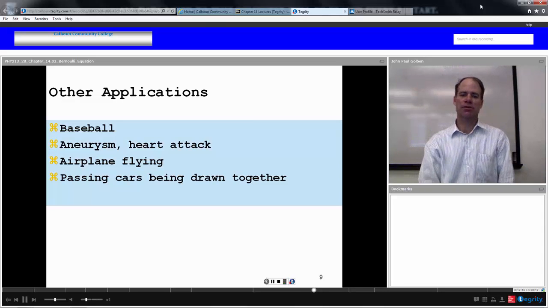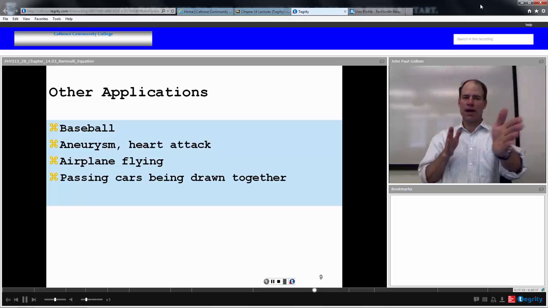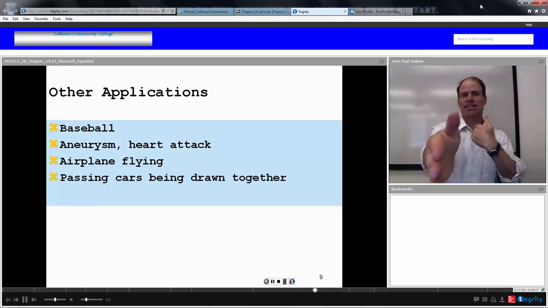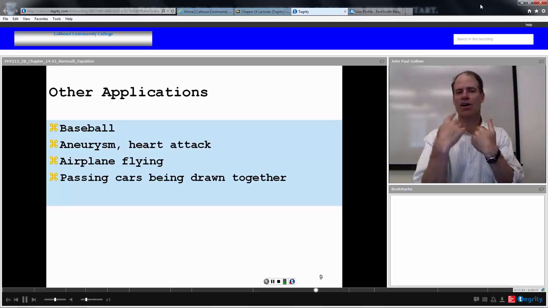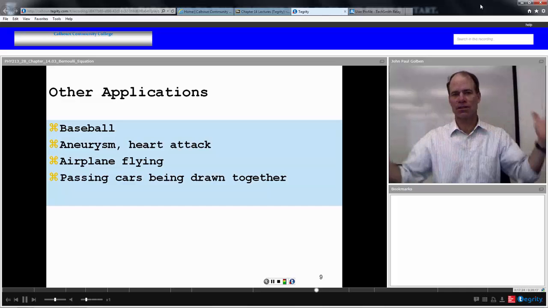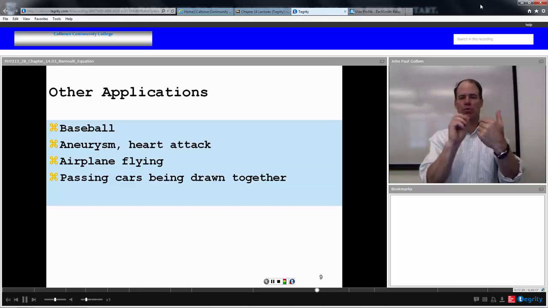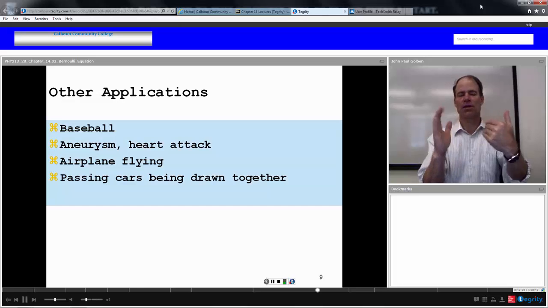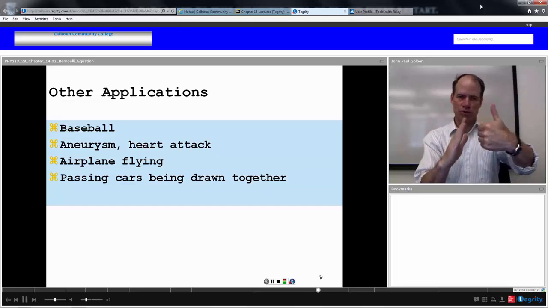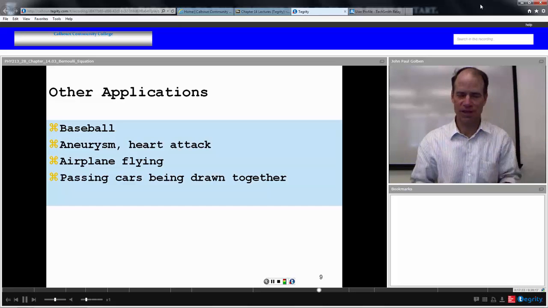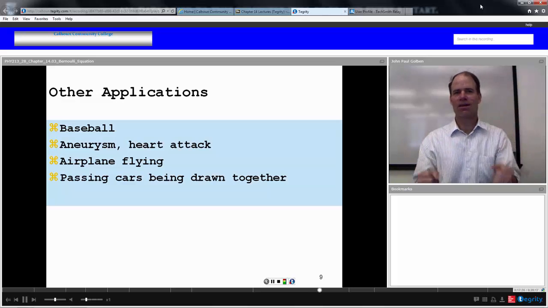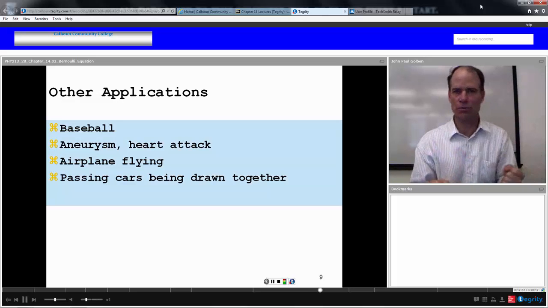Passing cars being drawn together. So you have two passing cars going like this. The air between the cars is moving faster than the air on the outside, so there's less pressure where it's moving faster. Hence, the cars have a tendency to be pulled together. So it's not just a mental thing. When you're passing the car, you actually are being pulled and pushed inward towards the other car.